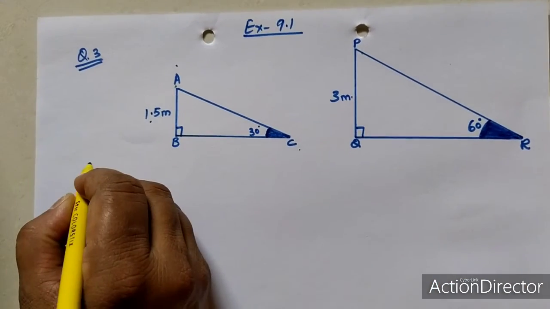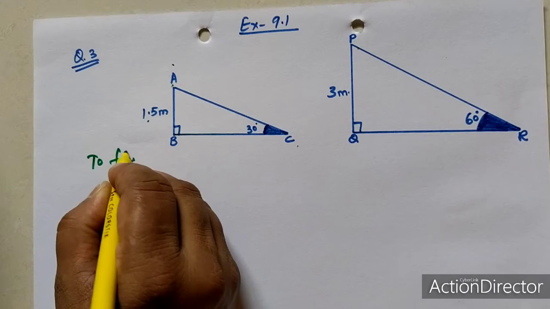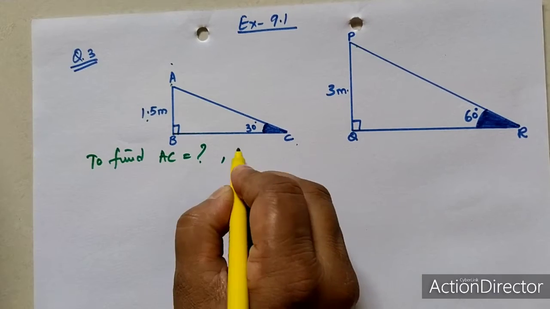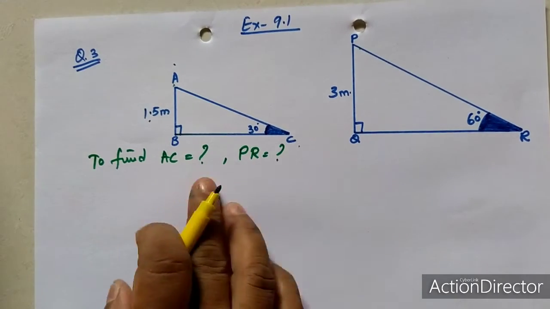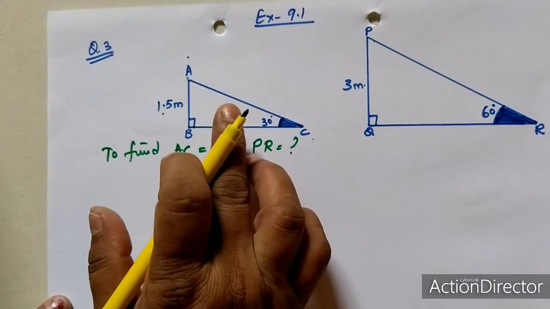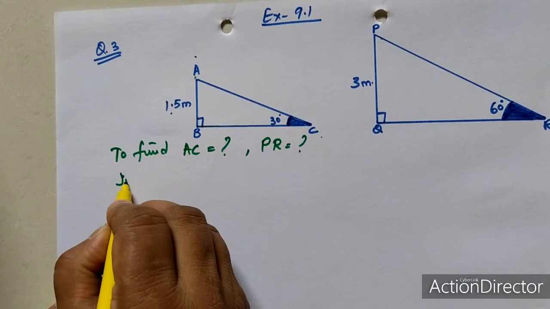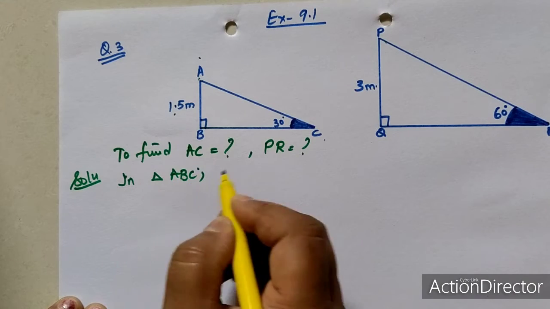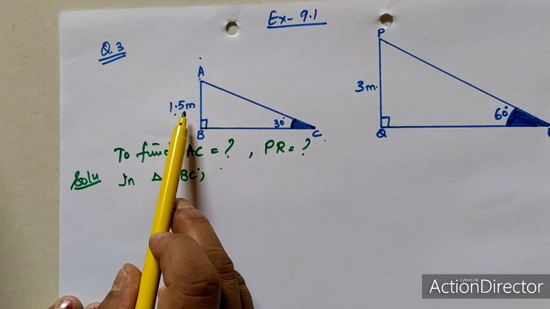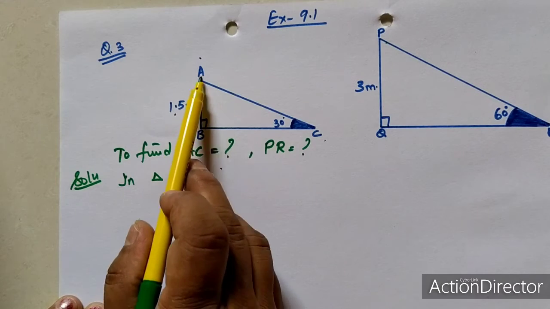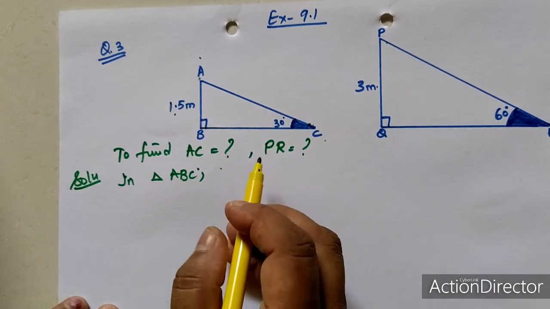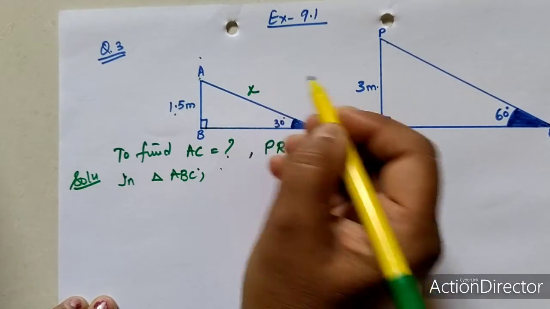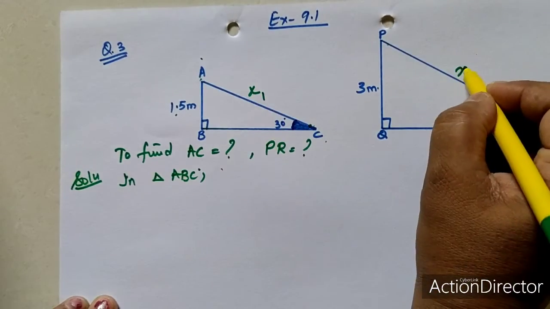Okay. So here we have to write to find, according to the figure, AC and PR. Okay. To find the length of AC and PR. First of all, we are going to consider small triangle. Now in triangle ABC, here again this is perpendicular, that means just opposite of the given angle, and hypotenuse we need to find out. So here if you want to write as x you can, otherwise you can write AC also. This is x1 or this one is x2.